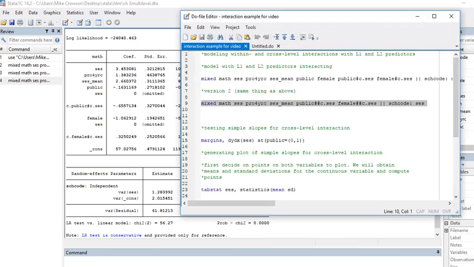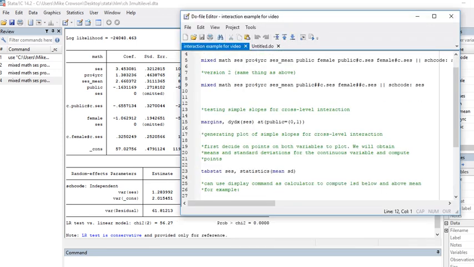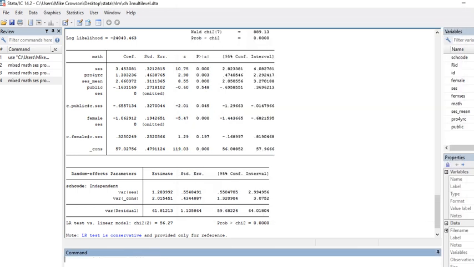So let's start by probing the cross-level interaction. One way to do that is to carry out simple slopes tests. What I'm going to do is use the margins command: margins, comma, then dydx, and that's basically saying generate the slopes for SES. SES is, let's say, my focal predictor, and I want to see how those slopes vary across levels of the school variable, whether it's non-public or public.